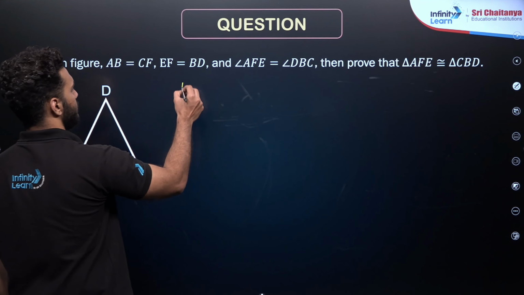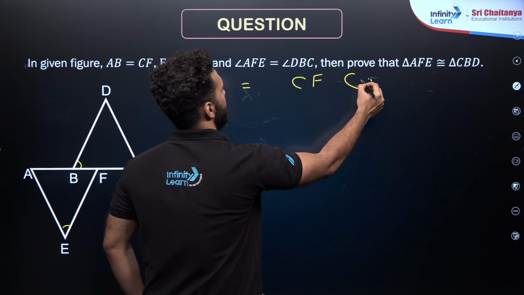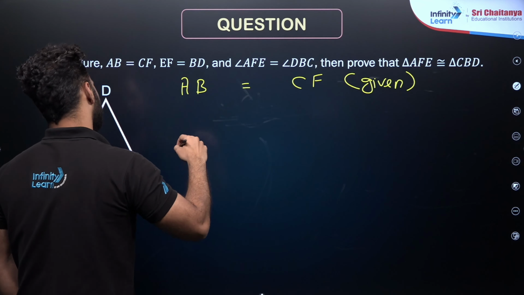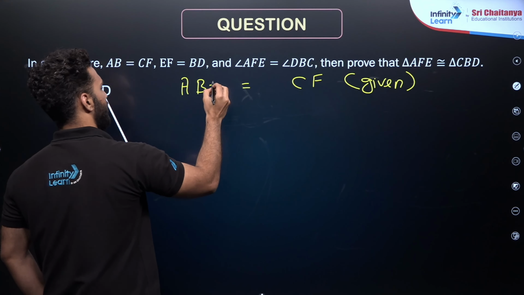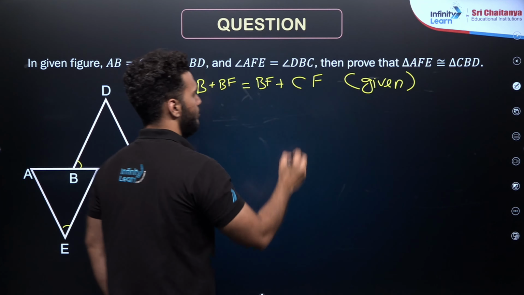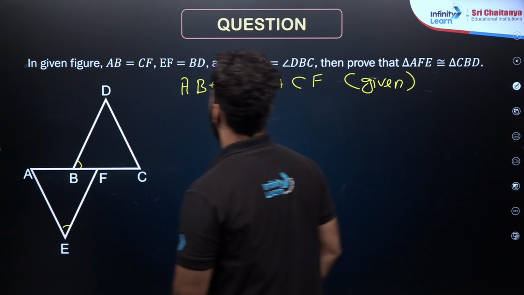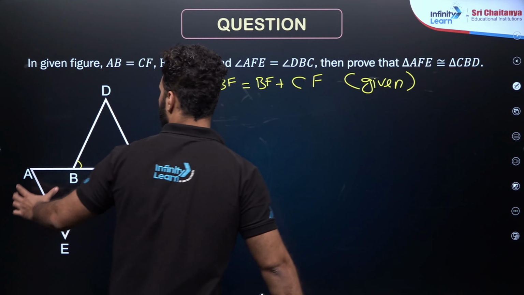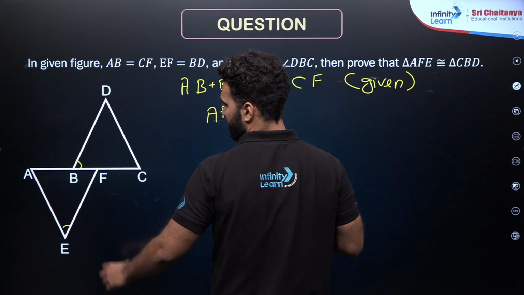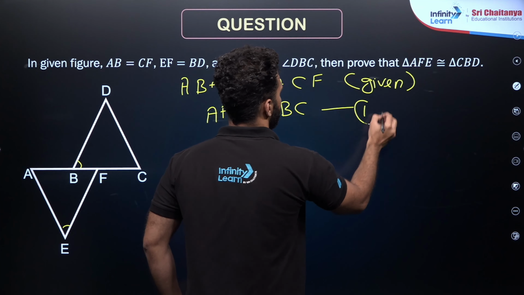See guys, AB is equal to CF. It is given to us. Can I add one single number to both sides? Yes sir, the equality will hold. If I add BF to both sides, you can see I just add this part to both sides. Okay, AB plus BF is AF, is equal to BF plus CF, which is BC. So let's say this is equation 1.